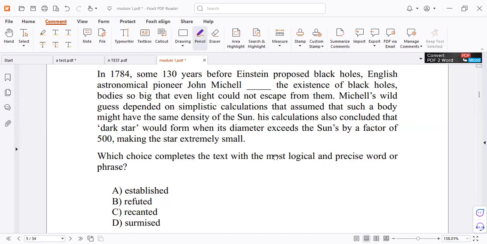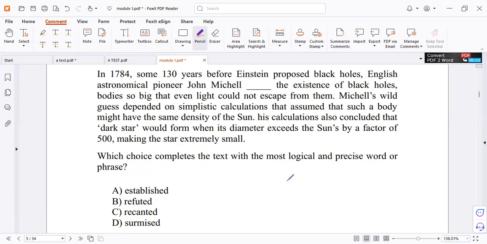But what does "refuted" mean? If you don't know, how do you get the answer? Because I don't know any of the words. Here it's a common word, most common in the test. Refute is to prove that something is wrong, to disprove.